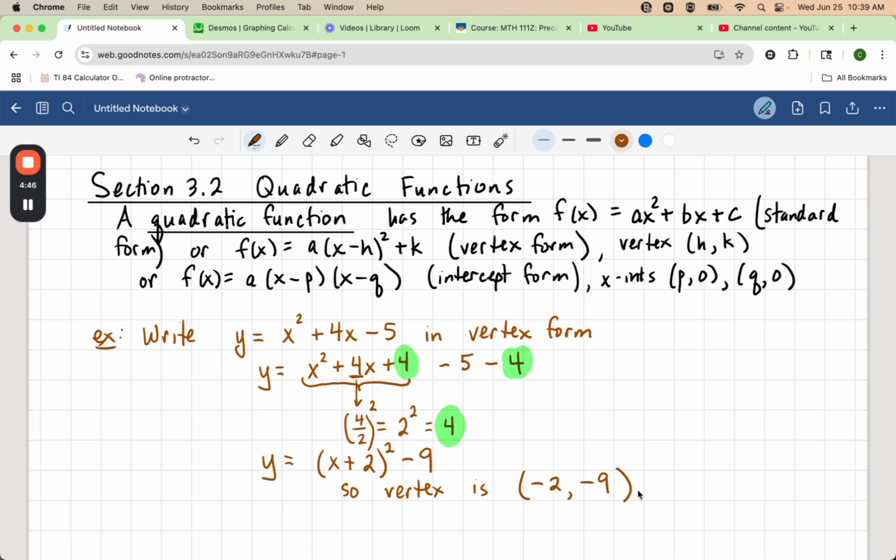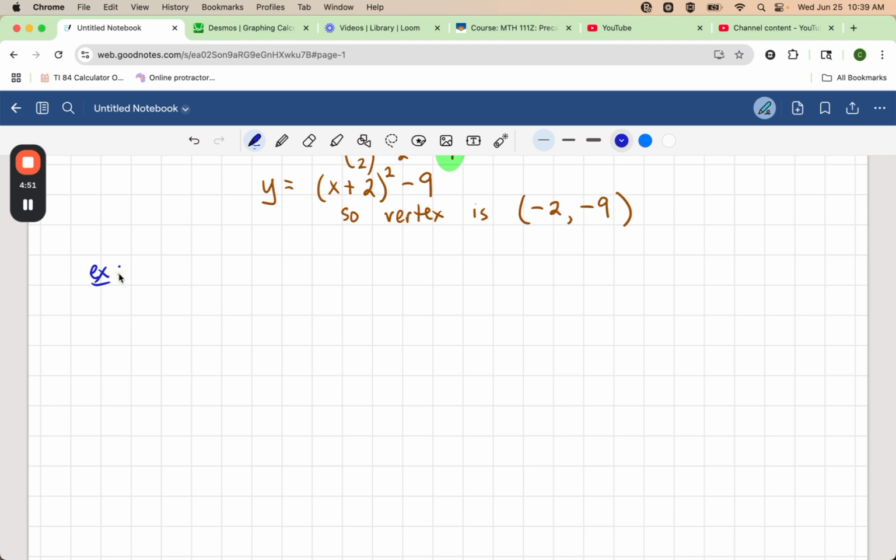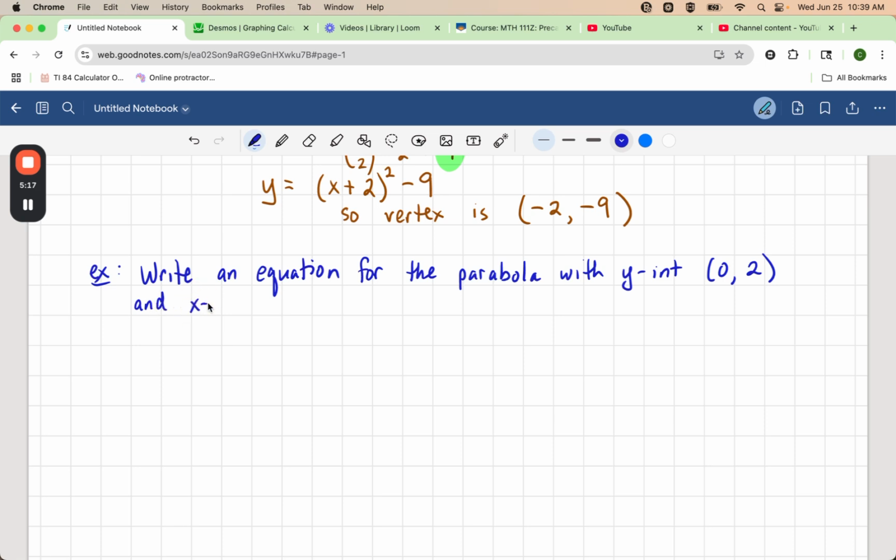All right, let's do another one. So let's check out this one right here. So write an equation for the parabola with y-intercept of 0, 2 and x-intercepts of -3, 0 and 2, 0.